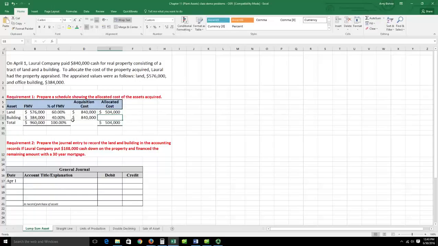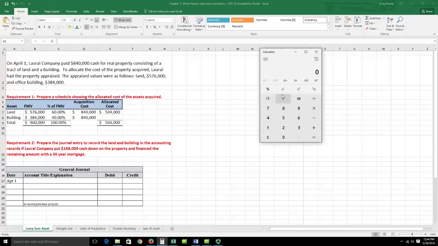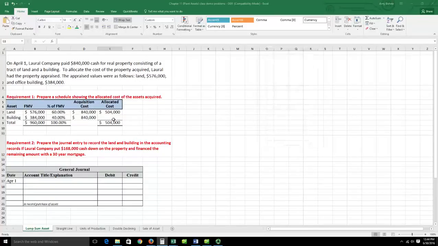And then I'll do the same exact calculation for the building. When we did the 384,000 divided by the total fair market value of 960, we came up with 40%. So 40% of the fair market value is for the building. So now we can make the leap and say, okay, if 40% of the fair market value is for the building, 40% of what we paid for it should be for the building. And so we only paid 840,000. If we multiply that times the 40% that we came up with, then $336,000 should be allocated to the building.